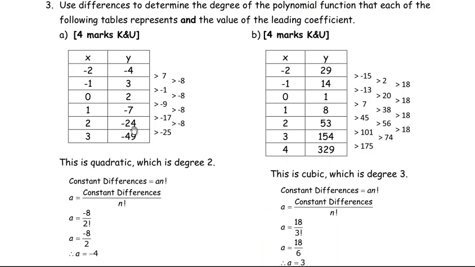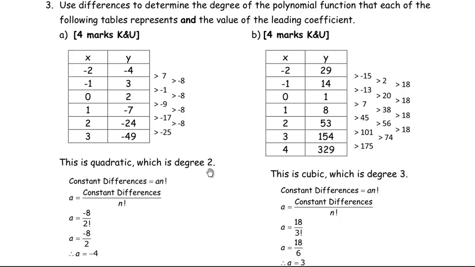From -24 to -49 goes down 25. So first differences are not the same. It's definitely not linear. So now we look at the differences across these numbers. So from 7 to -1, it's going down 8. From -1 to -9 is going down 8. In fact, they're all down 8s, so -8s. So that means it's quadratic.